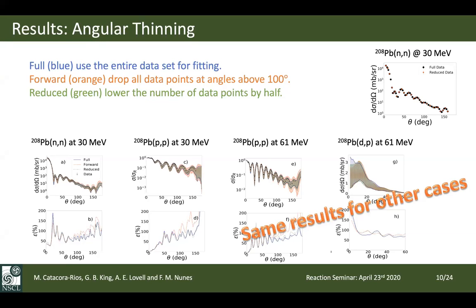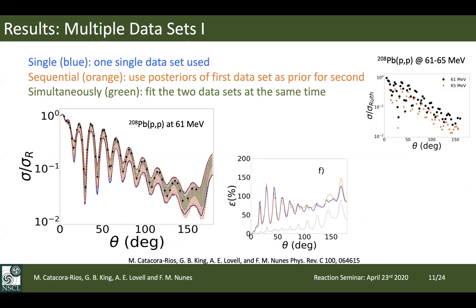So for the calcium cases, we saw the same results. Now we will look at adding the nearby beam energies to the fit. There are two ways we thought of doing this. The first one is done sequentially, which means we use the posteriors from the fit of the nearby energy as priors to the main energy we want to fit. The second is to include the nearby energy as a second data set in the fitting.